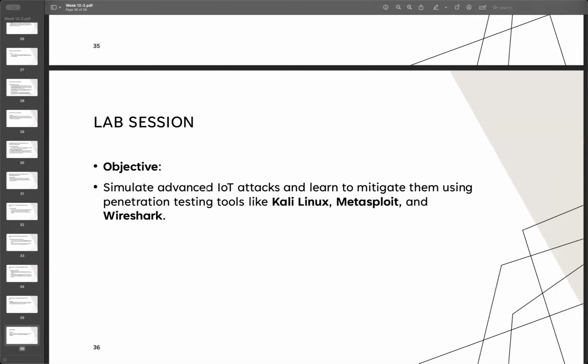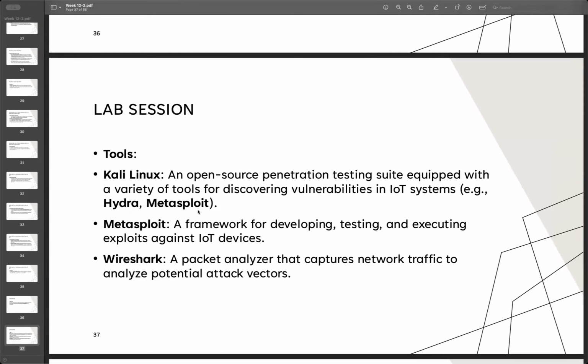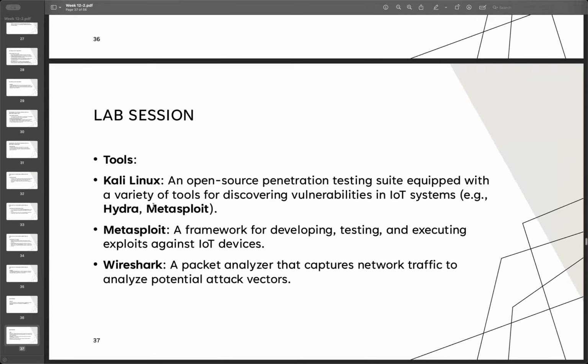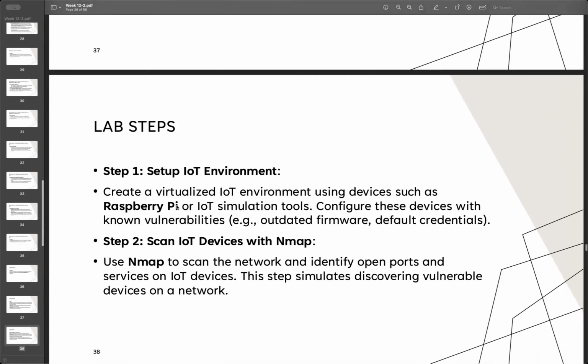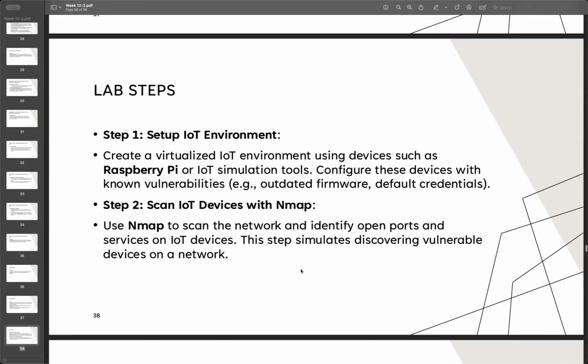We will work on some IoT attacks and how to mitigate them, using some penetration tools. Maybe you can use Linux, Metasploit, or Wireshark. You search for and install them, and in the beginning you just need to set up, at least, maybe a Raspberry Pi, and then we can use Nmap. If you remember, we introduced Nmap to scan ports, to see which ports are open and what services are running.